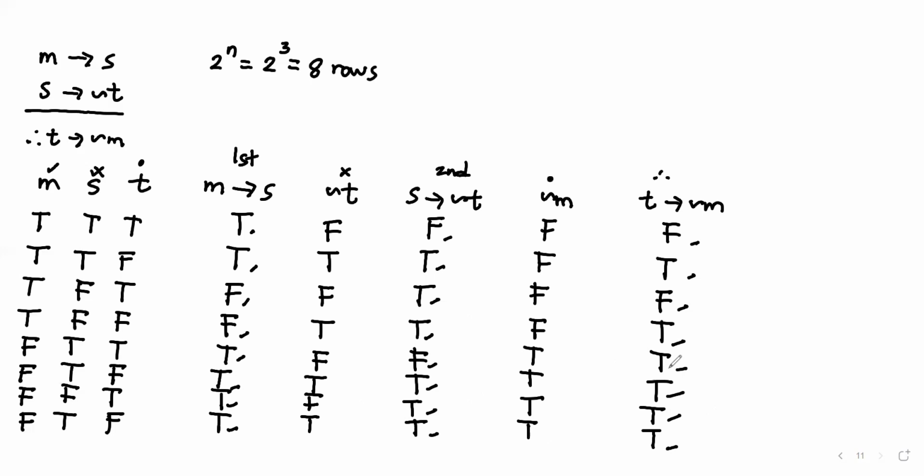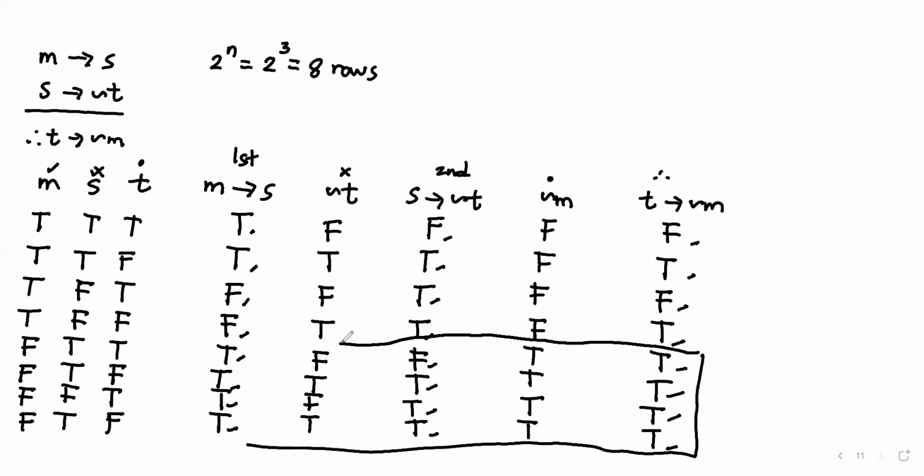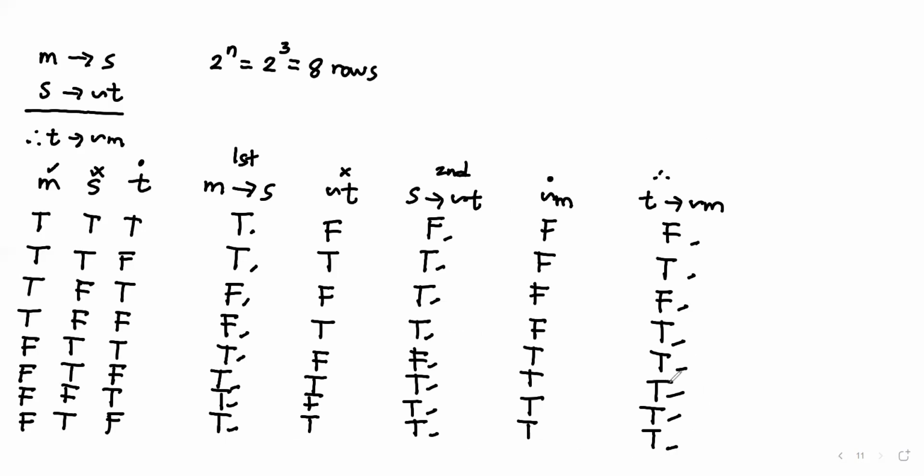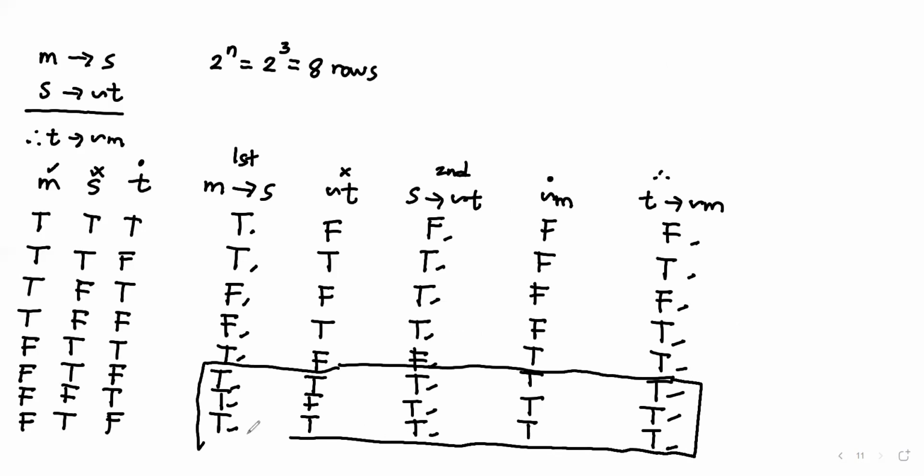we take the rows with all true premises, the last three. This one. So the argument is valid.